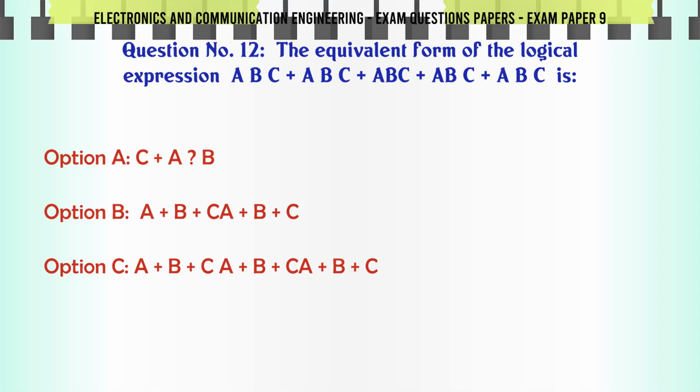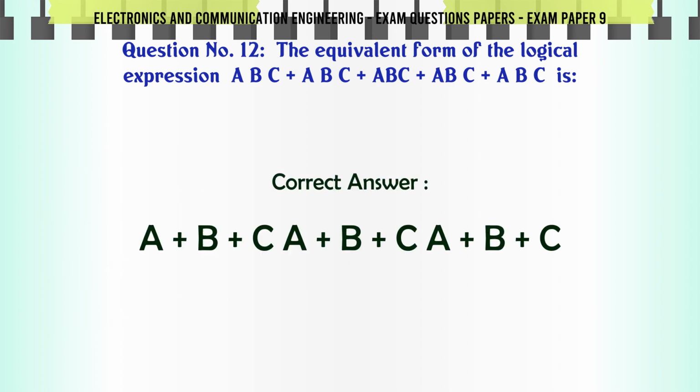The equivalent form of the logical expression ABC + ABC + ABC + ABC + ABC is A) AC + AB, B) ABC + ABC, C) ABC + ABC + ABC, D) ABC + ABC. The correct answer is ABC + ABC + ABC.